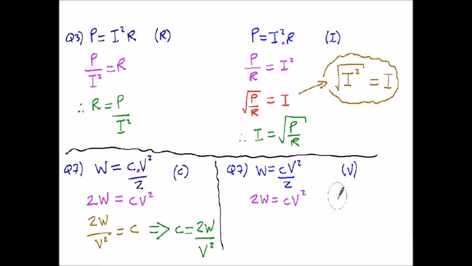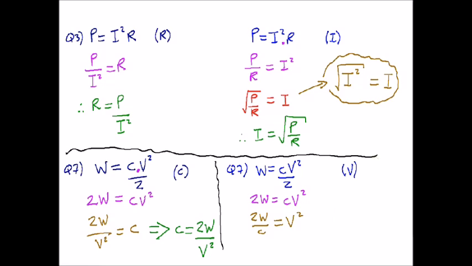This time I want to make v the subject, so I need to remove the c from the right hand side. So as c is multiplying the v, I now will divide both sides by c. So my next line is 2w divided by c is equal to v squared. But of course I do not want v squared, I want v. The question asks me to make v the subject.